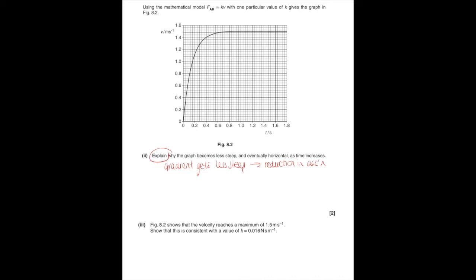So the first mark is for identifying that we've got this reduction in gradient, which tells us that acceleration is reducing. But the reason for that is because this is due to a smaller resultant force. That overall force acting is smaller because the air resistance has increased as velocity increases. Okay, so there is your reason for that one.